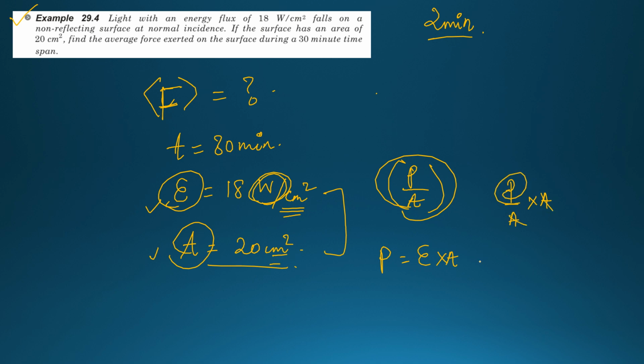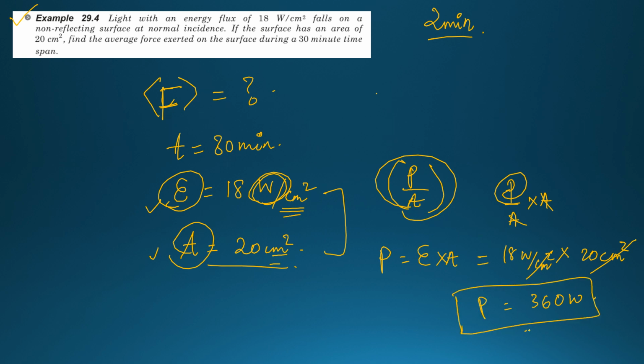So energy flux is 18 watt per centimeter square into 20 centimeter square. Centimeter square cancelled out. So this is 360 watt. So power is 360 watt. Alright. Your power is 360 watt.